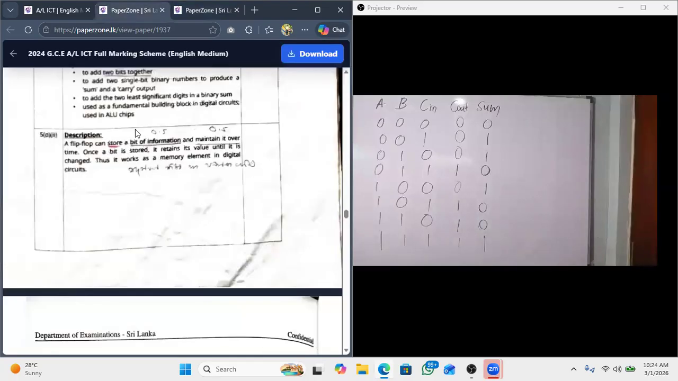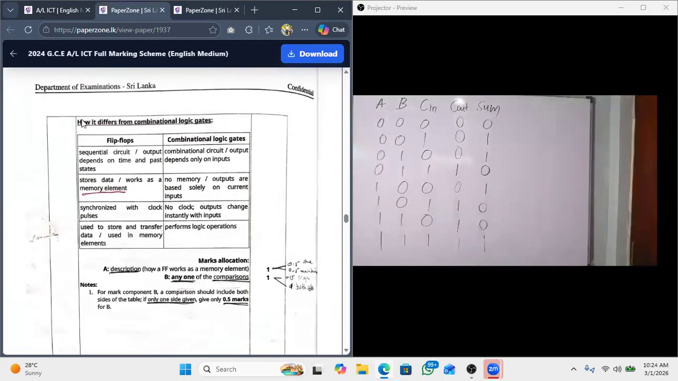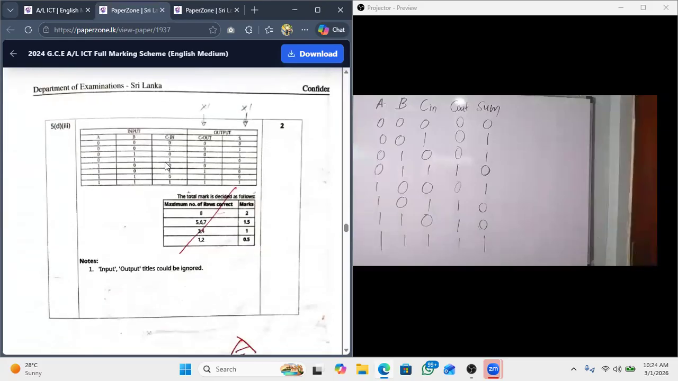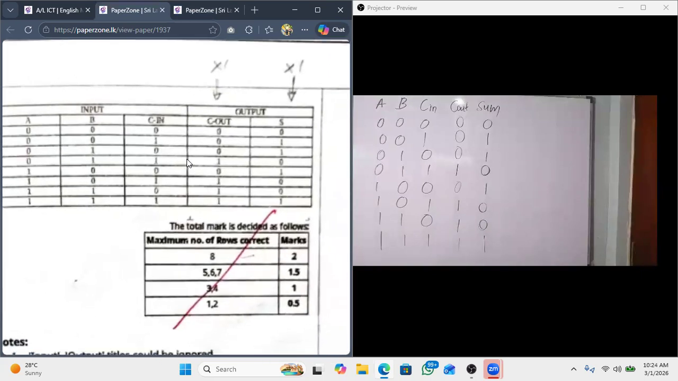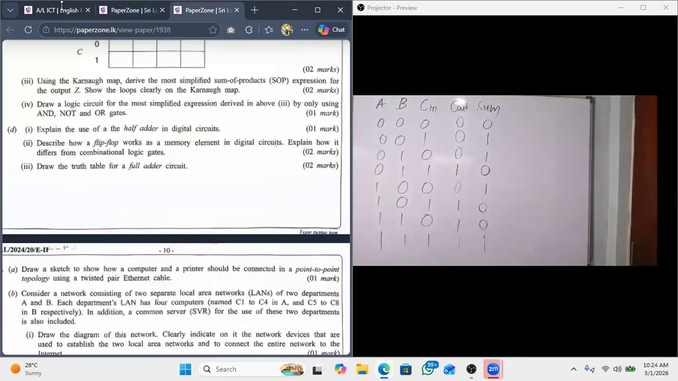Let's see, is that the answer? Here we have the differences between the logic gates. See, inputs and outputs. Yes, our answer is correct. See, carry out and sum. Okay, fine.